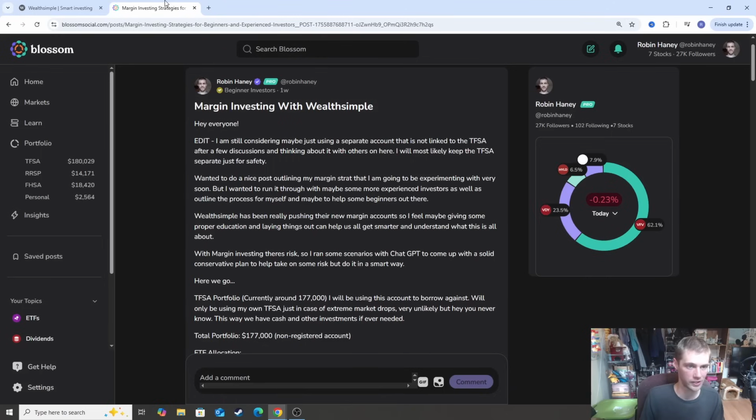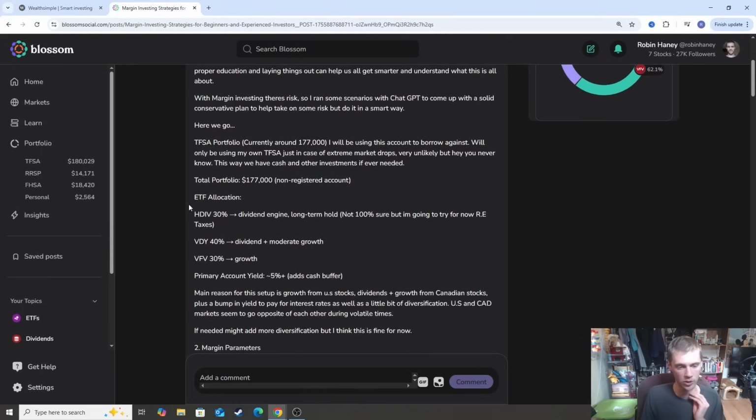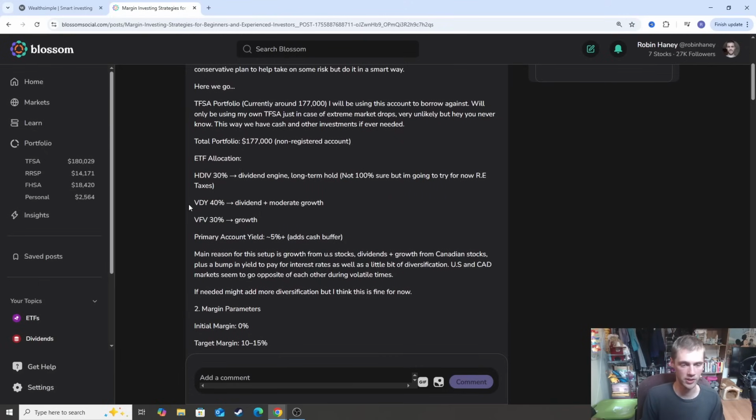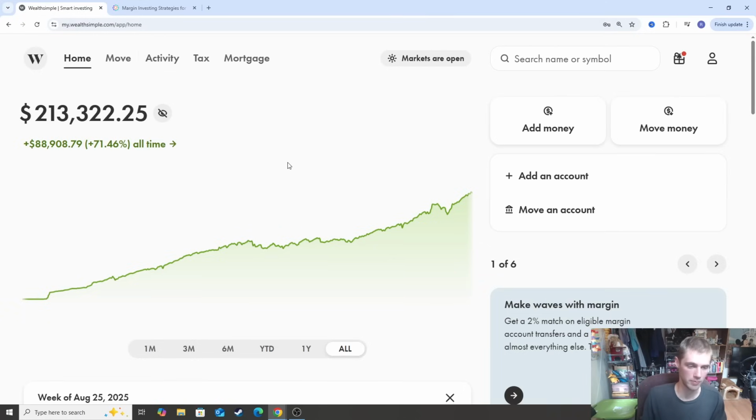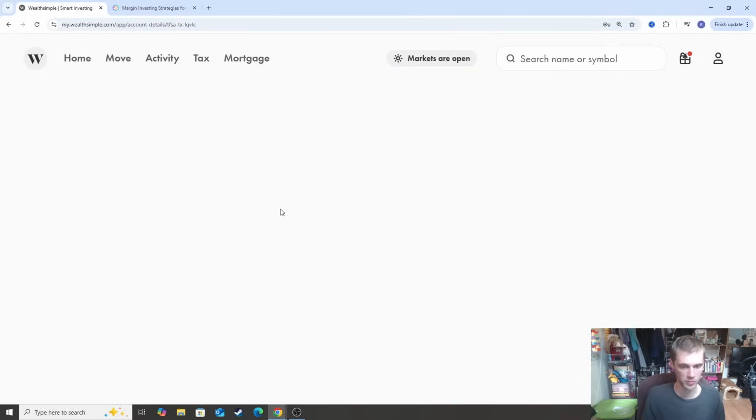Like I mentioned in the last video, I made a post on Blossom where I outlined my strategy. I'm going to go through this bit by bit to show you what's going on here. The first thing I'm going to cover is the total portfolio. We're using the TFSA basically as leverage or collateral. What Wealthsimple does is it lets you borrow money based on your assets, so to speak. So what we're using is our TFSA.